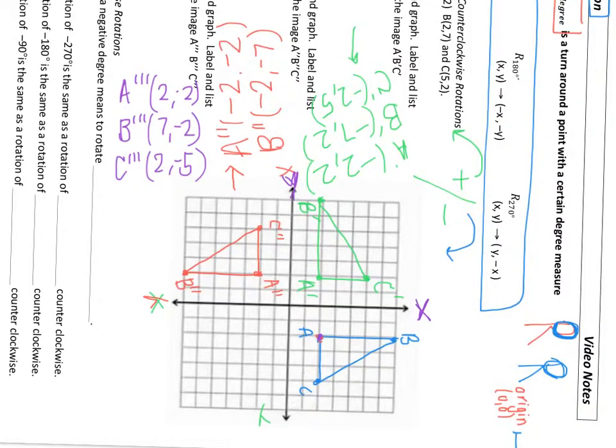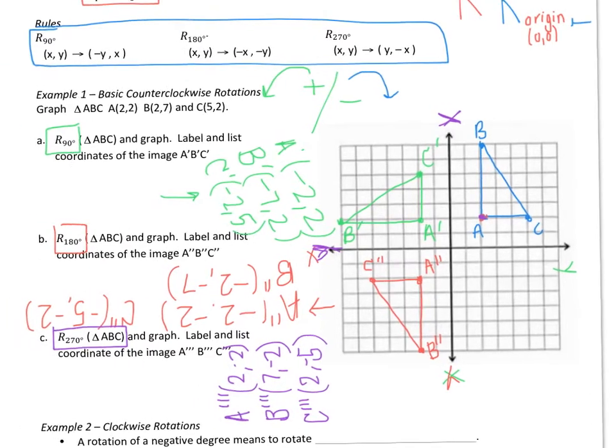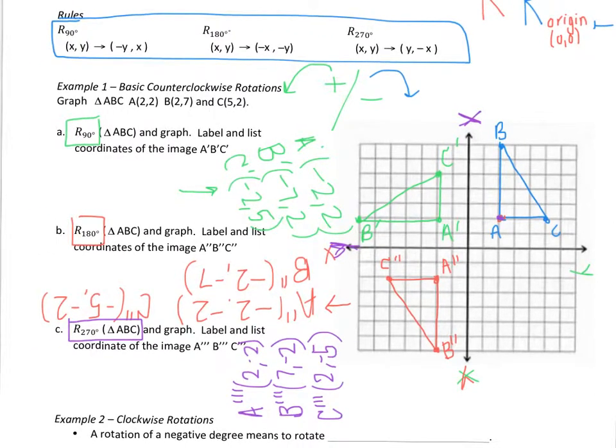So I'm going to turn my paper back last time, and then I'll be able to plot those last coordinates. (2, -2), (7, -2), and (2, -5).